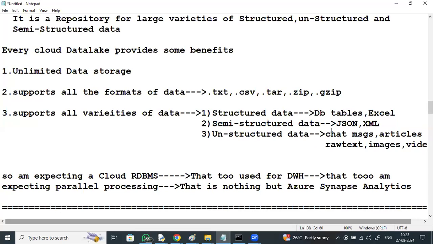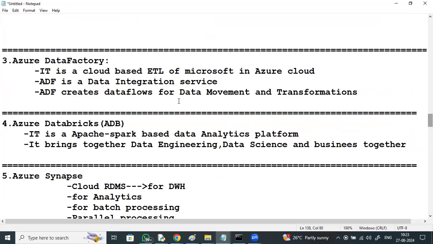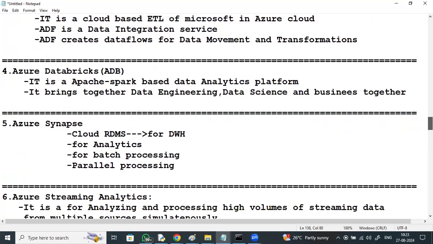Yesterday we just discussed Synapse Analytics. I'll bring it here. Azure Synapse, right? This one.